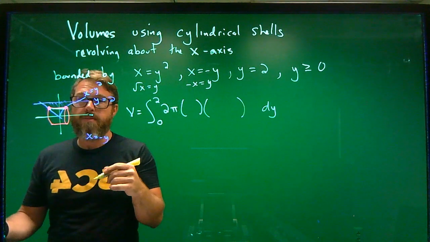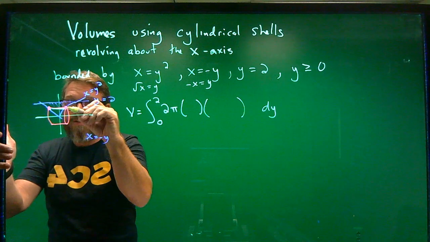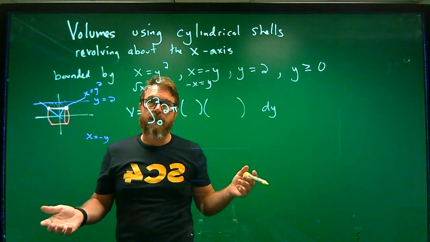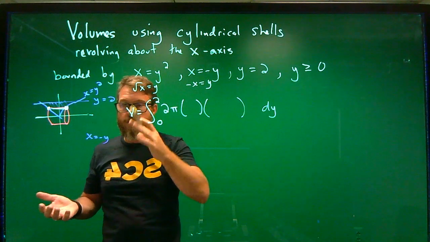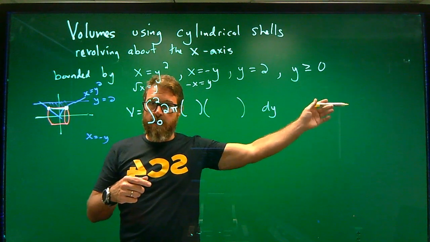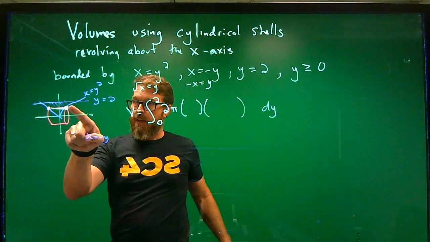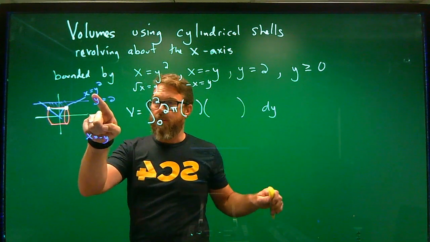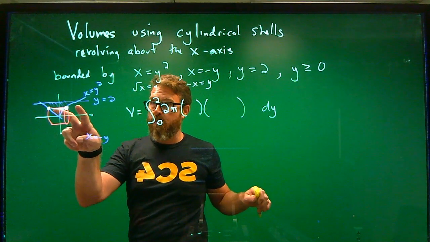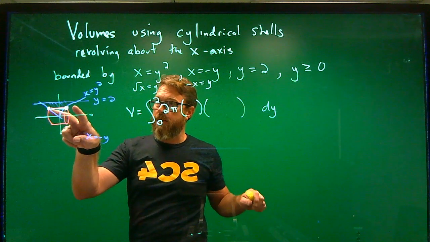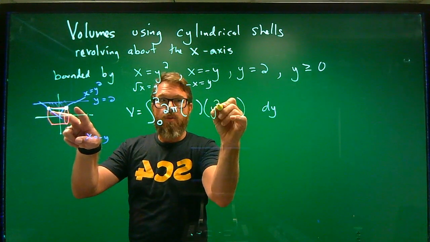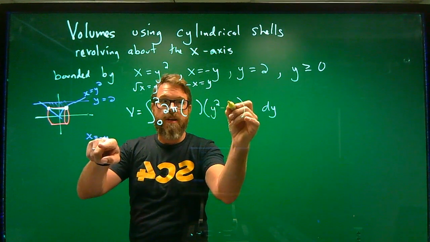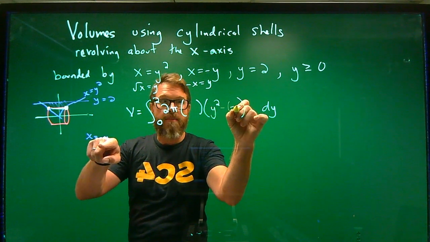So the height is going to be the difference between these dots right here. Now remember, you always have to do the larger number minus the smaller number. Larger in the x is this way, smaller is going to be this way. So it's going to be this x value, which is y squared. Notice that this distance is x, that's why we have x equals. So this is going to be y squared minus this one, which is this x value, which is minus that negative y. I'm sorry, negative y.